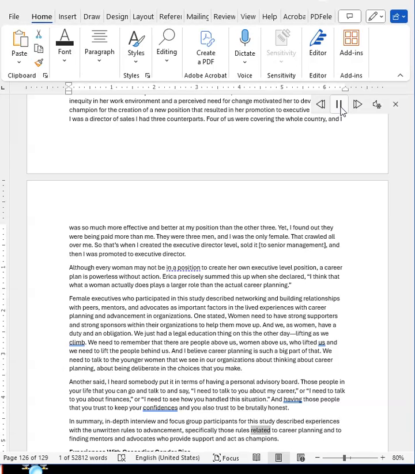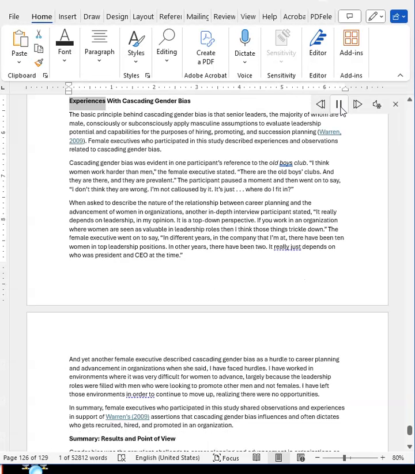specifically those rules related to career planning and to finding mentors and advocates who provide support and act as champions. Experiences with cascading gender bias. The basic principle behind cascading gender bias is that senior leaders, the majority of whom are male, consciously or subconsciously apply masculine assumptions to evaluate leadership potential and capabilities for the purposes of hiring, promoting, and succession planning, Warren, 2009.